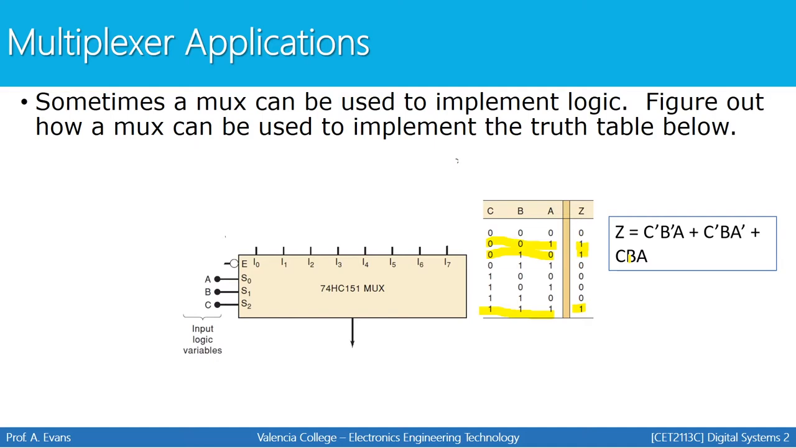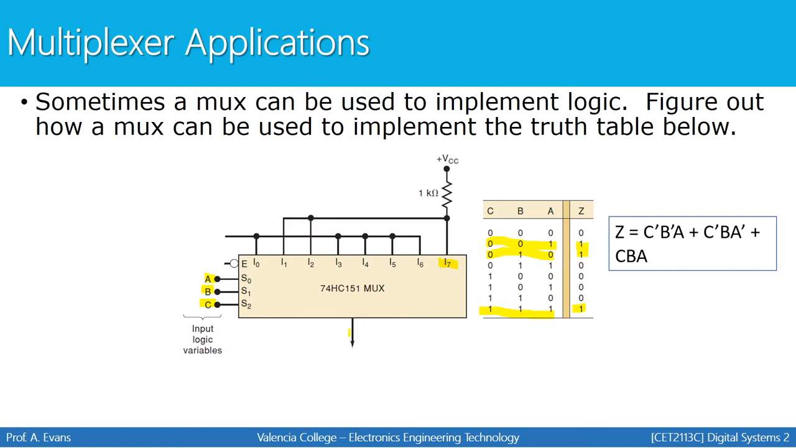The next step is that we're going to consider A, B, and C as the select inputs to our MUX. So for example, if A, B, and C are all 1, we should get a 1 coming out. If A, B, and C were all 1, that means I7 would be coming out. So as long as I7 was a 1, we would create that row in our truth table. And we would apply that same line of thinking for the other two rows where Z is a 1.